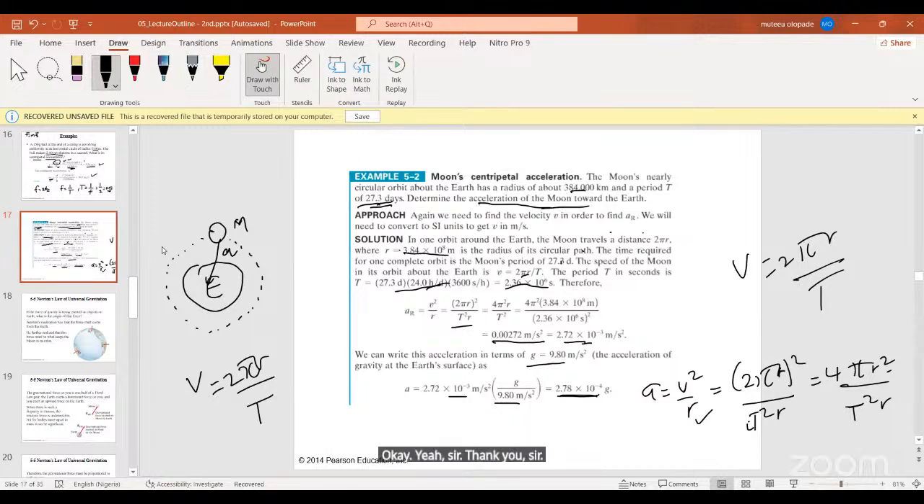So let us now move on to the next topic, which is rotational motion.